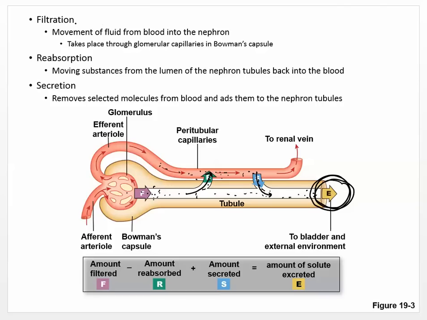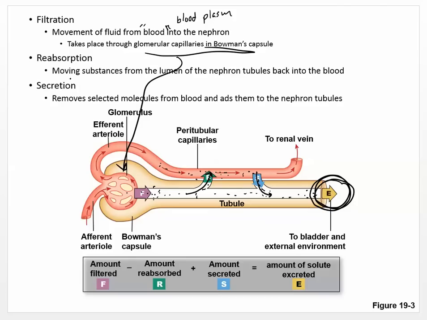Okay, so filtration is the movement of fluid, or the movement of blood into the nephron. And when we say blood, we really mean more like blood plasma. Okay, so the fluid part of the blood. And that's going to take place in the glomerular capillaries in the Bowman's capsule here.